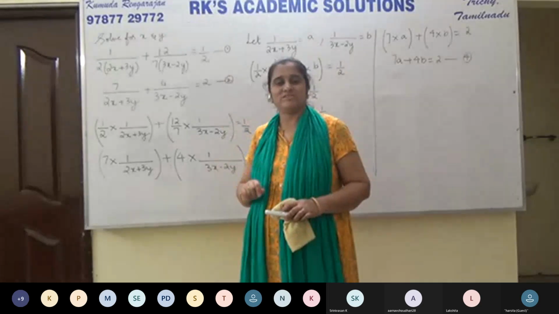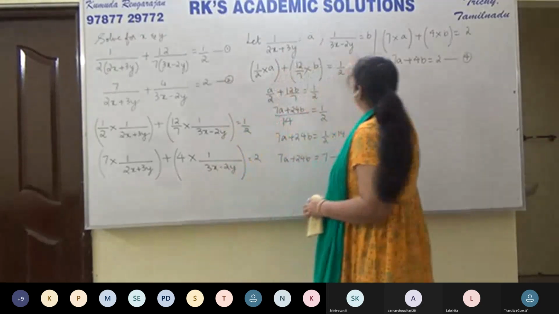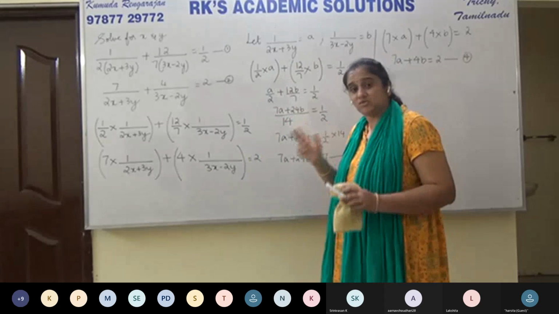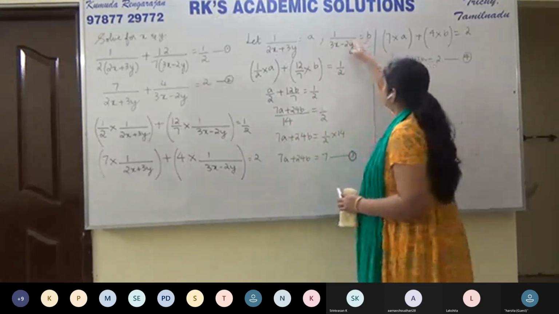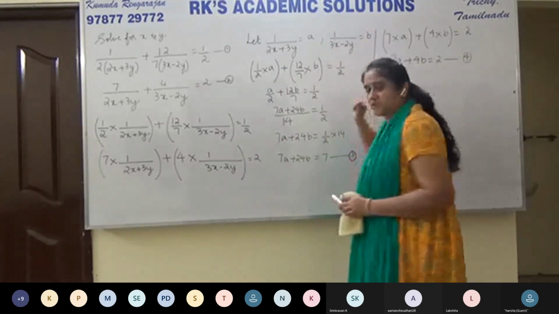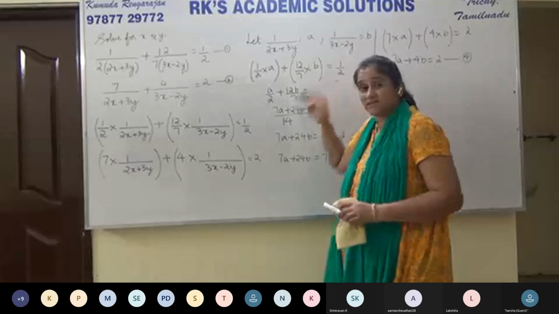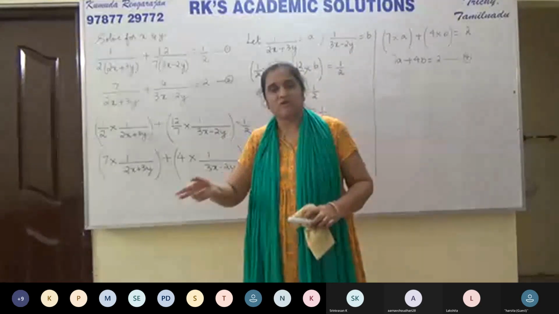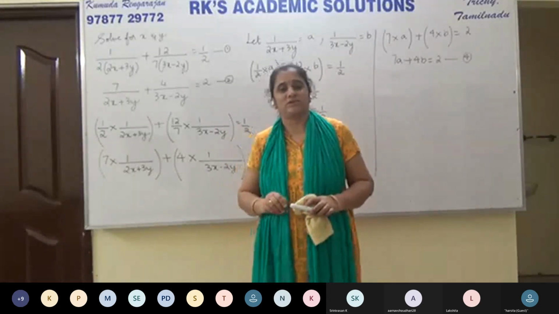Now from this you will get an equation in x and y. Now supposing b is 3, so 1 by 3x minus 2y is equal to 3. When you work this, you will get another equation in x and y. Solve these two equations to find the values of x and y.